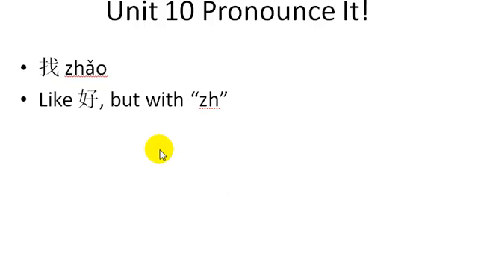And finally, we have jiao. So the ao final is like hao, ao, but you have the curled tongue ZH before it. So we come up with jiao. Curl your tongue and say ao, jiao. And remember, jiao means to give change. Jiao. And that concludes this Pronounce It video.